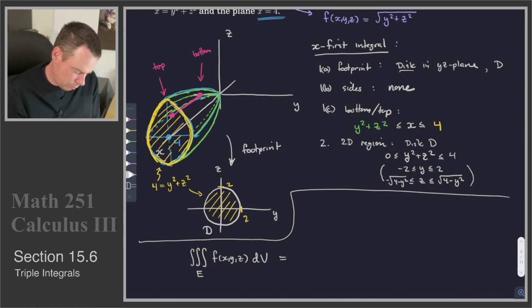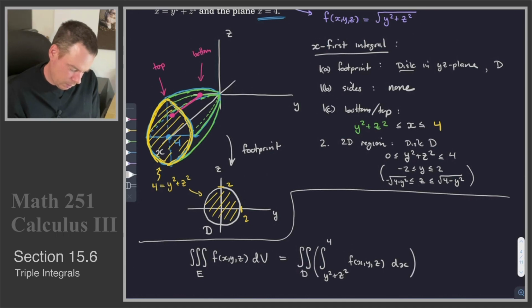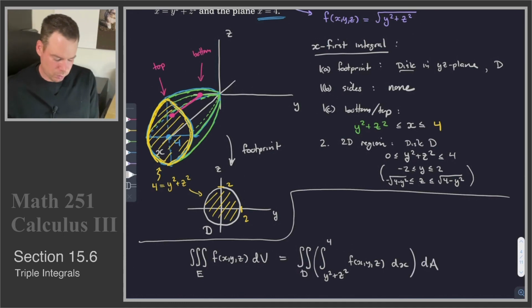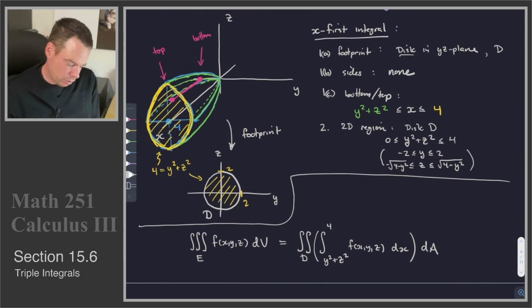Based on the questions that we've answered above, we've got our integration plan, at least the innermost plan. The innermost integration plan, or the first integral, is going to be the integration with respect to x, and that'll go from y squared plus z squared up to 4 of our function f of x, y, z dx. So that's our innermost integral, and then our 2D integral will be the integral over the disk afterwards.